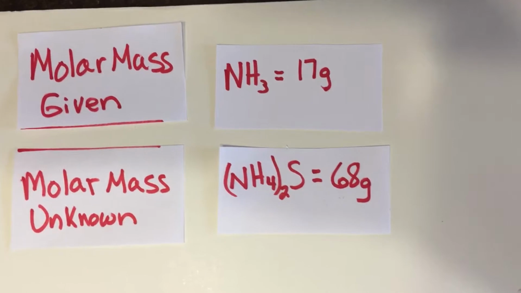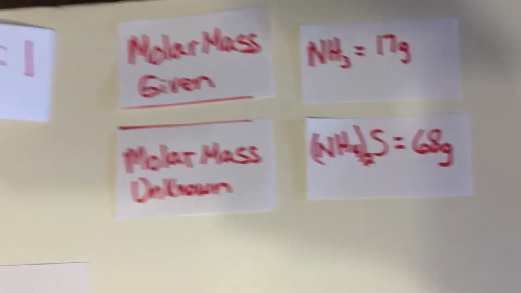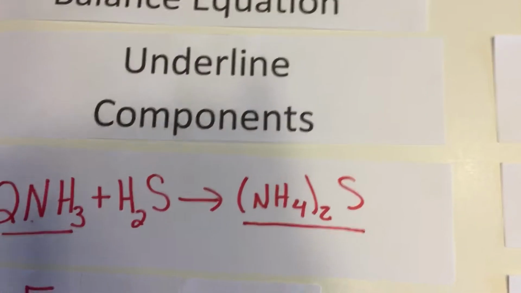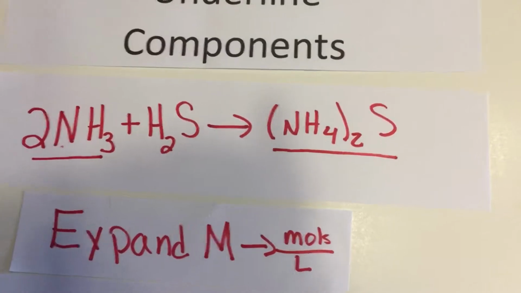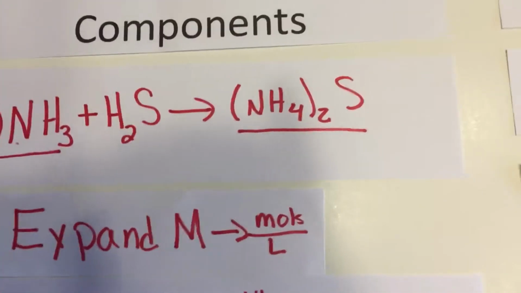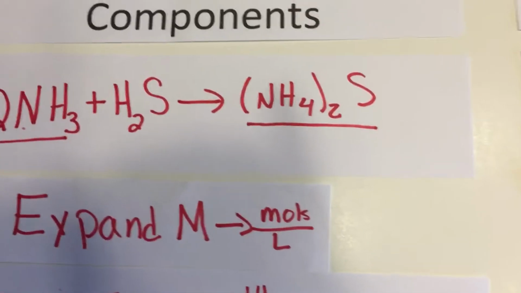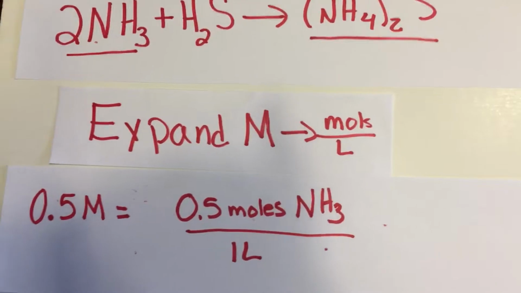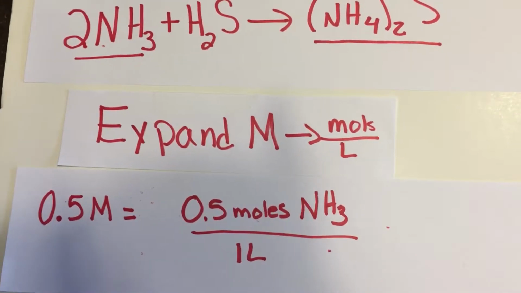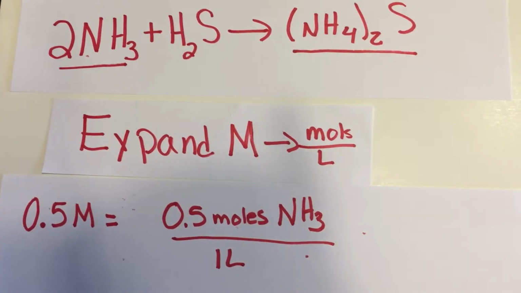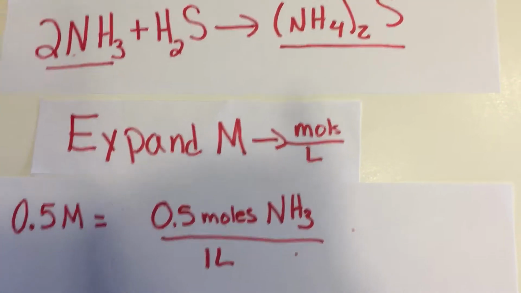And if you're struggling with that, that would be a good thing to practice. Okay, but for a matter of time on these videos, I'm going to just give them to you from now on. Okay, so then after we've underlined it and we've calculated our mole-to-mole ratio and molar masses, we take the molarity that we were given and expand it into moles per liter. So we're given 0.5 molar solution of NH3, so that is 0.5 moles of NH3 in 1 liter.